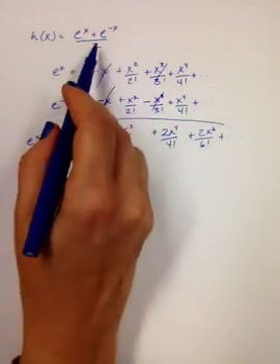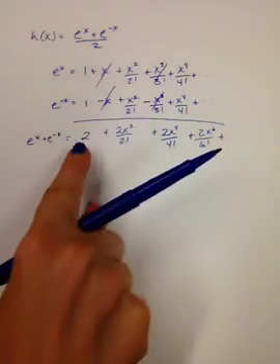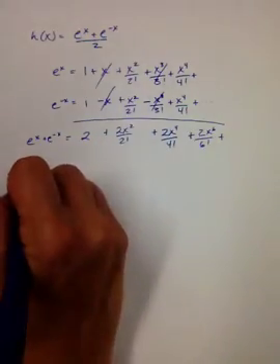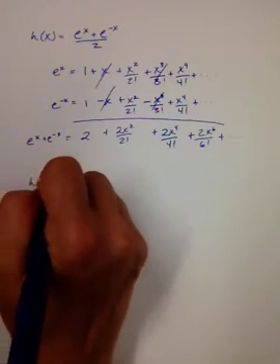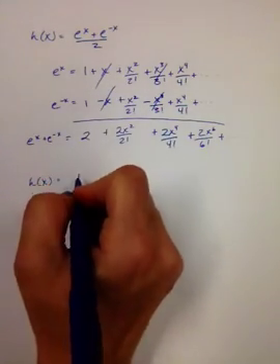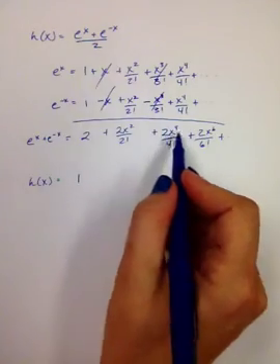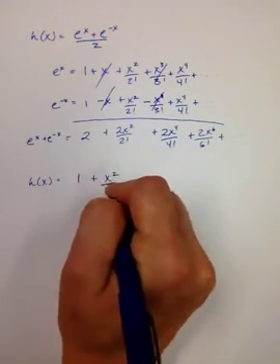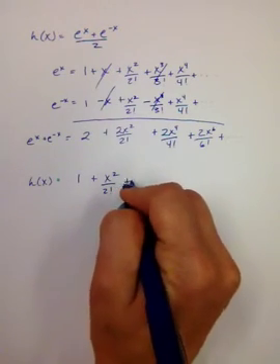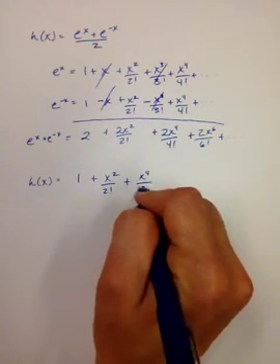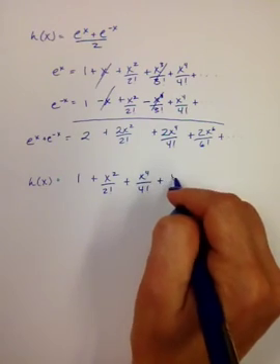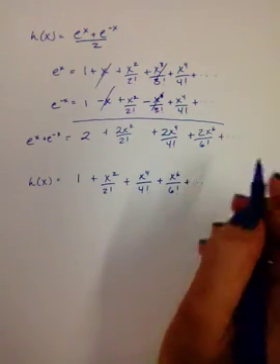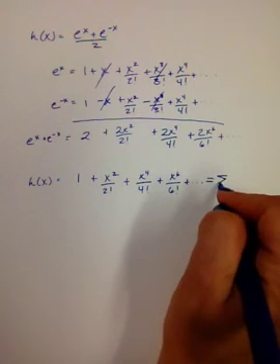But what I want is it divided by 2. So when I divide by 2, I'm going to divide each term by 2. So my h of x will equal 1. 2 divided by 2 is 1. And then these 2's are all going to cancel out in the numerator. So plus x squared over 2 factorial plus x to the fourth over 4 factorial plus x to the sixth over 6 factorial plus, put my ellipses on, and I have to figure out what this is the sum of.